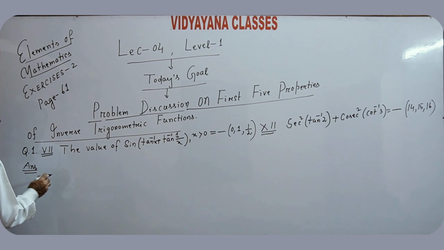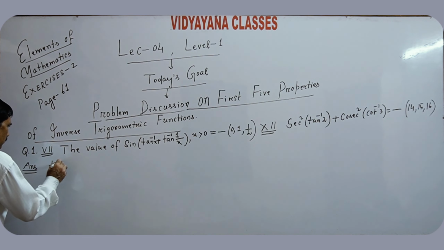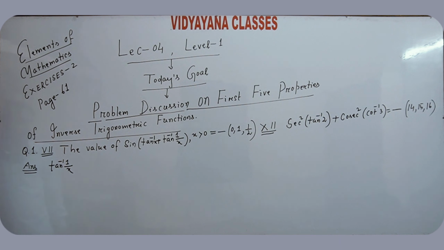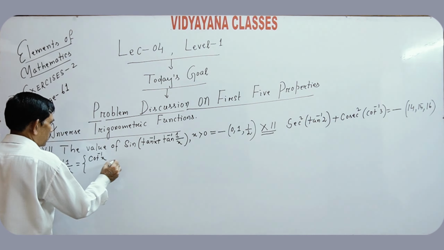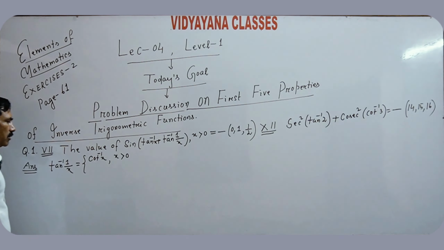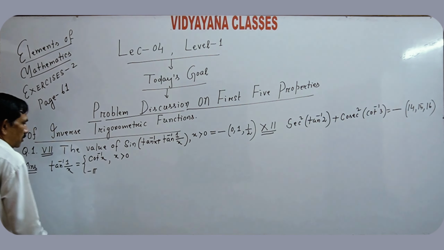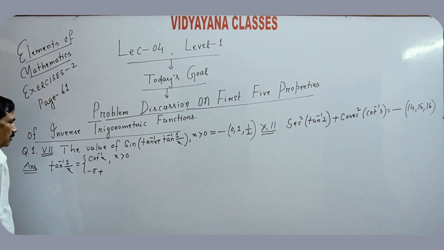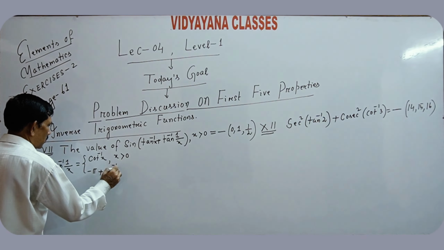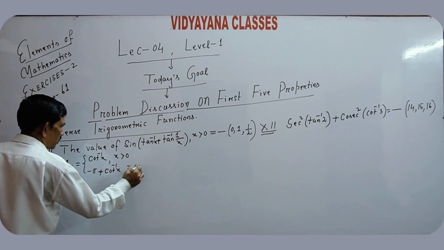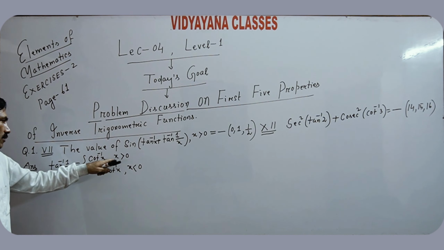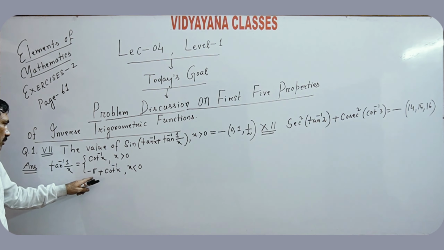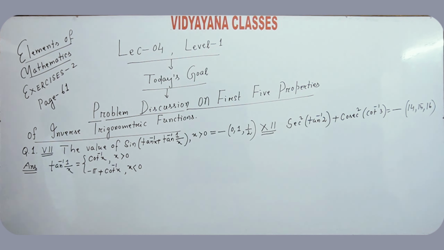It is defined by tan inverse 1 by x is equal to cot inverse x if x greater than 0, and minus pi plus cot inverse x if x less than 0. Tan inverse 1 by x is equal to cot inverse x when x is greater than 0, and its value is minus pi plus cot inverse x when x is less than 0.